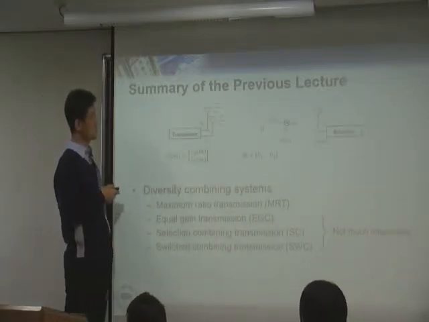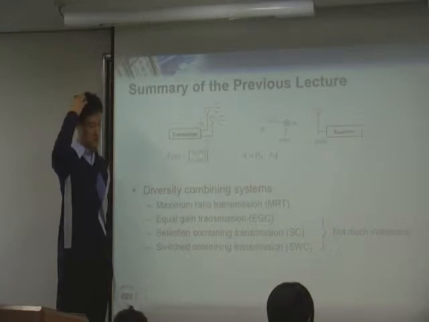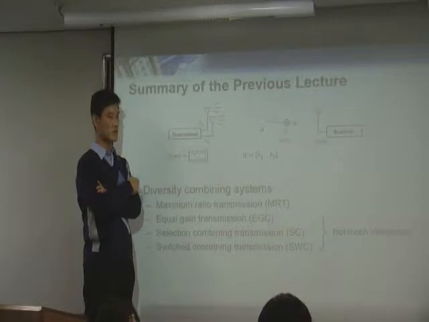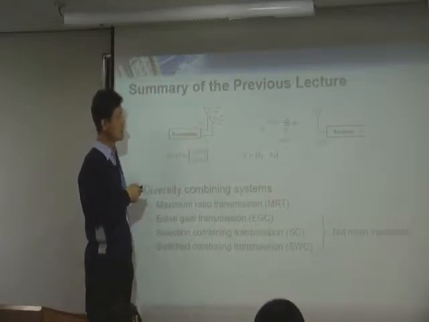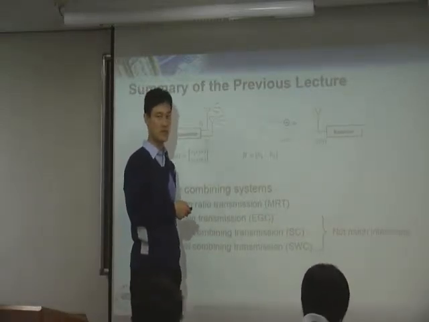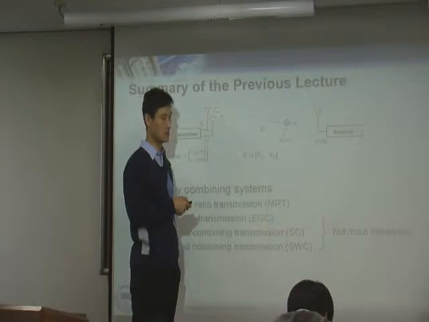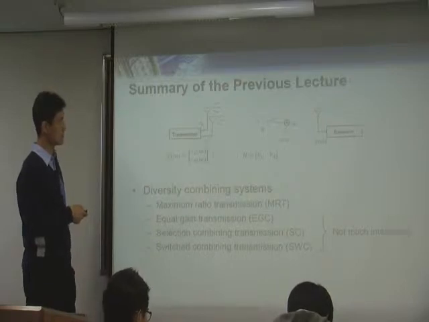We also looked at some transmit diversity. Transmit diversity is interesting in practice because typically the transmitter is like a base station. You have a lot of power budget, a lot of resources, and also space budget. So you can put as many antennas as you like. Whereas the receiver is typically your mobile device, which is pretty small, so we cannot put multiple antennas. That's why a lot of people are interested in transmit diversity.